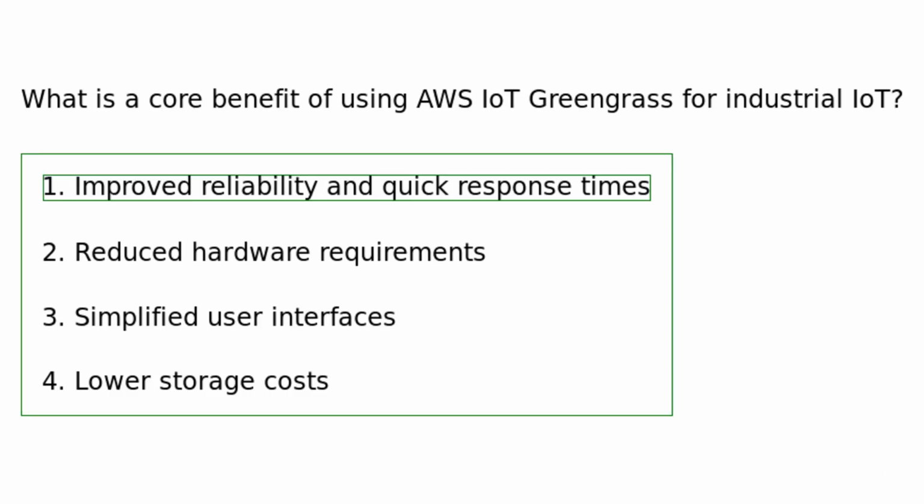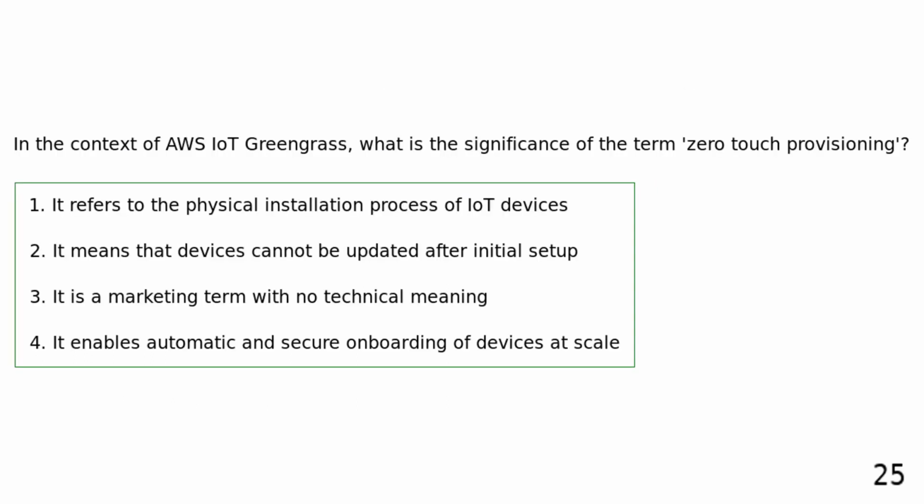By processing data locally, Greengrass improves reliability and response times, essential for industrial applications. In the context of AWS IoT Greengrass, what is the significance of the term zero-touch provisioning? It refers to the physical installation process of IoT devices. It means that devices cannot be updated after initial setup. It is a marketing term with no technical meaning. It enables automatic and secure onboarding of devices at scale.